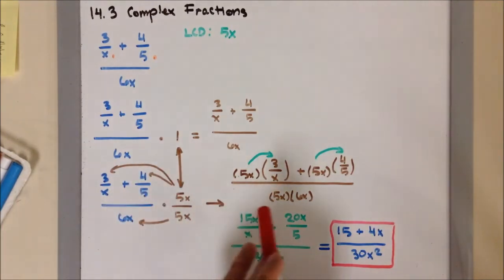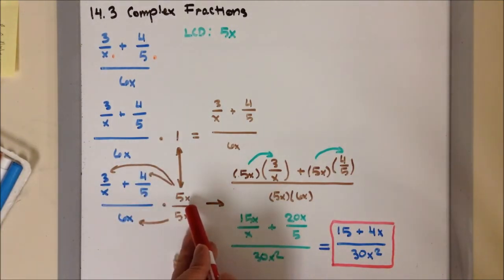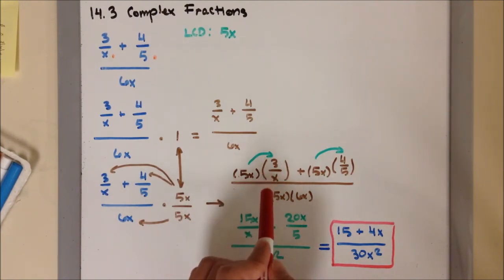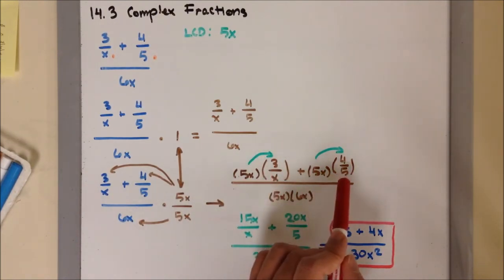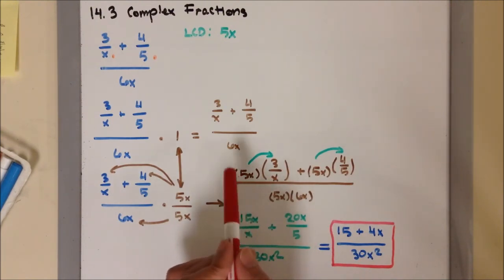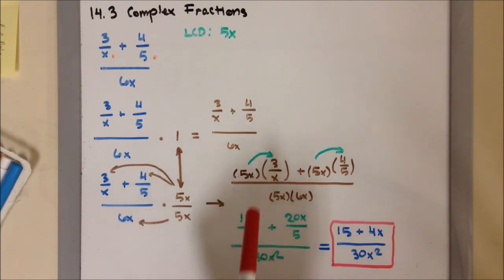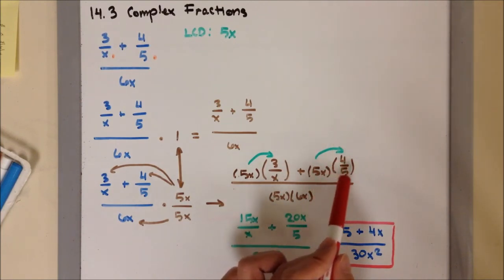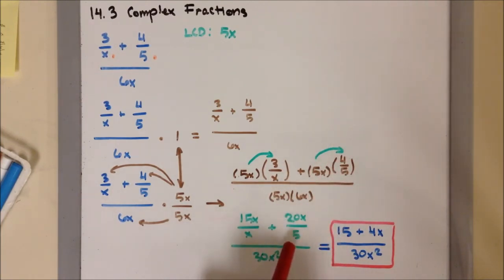When I distribute the 5x to the numerator, I'm basically multiplying 5x to the first fraction and 5x to the second fraction, where the 5x is basically a whole number, a whole variable. We're simply going to multiply to the numerator. So 5x times 3 over x is 15x over x. 5x times 4 over 5 is simply 20x over 5. And then from there, you can simplify the numerator into 15 plus 4x.